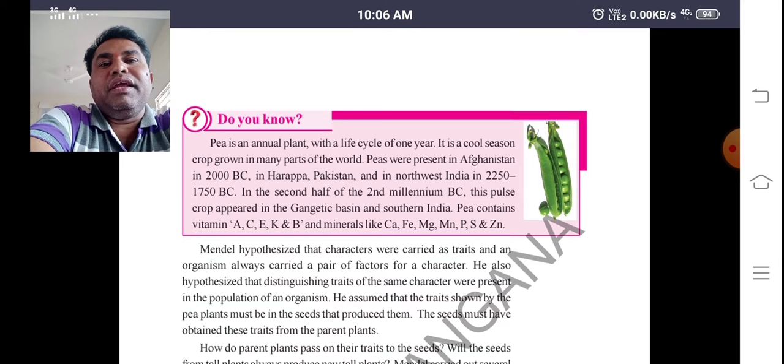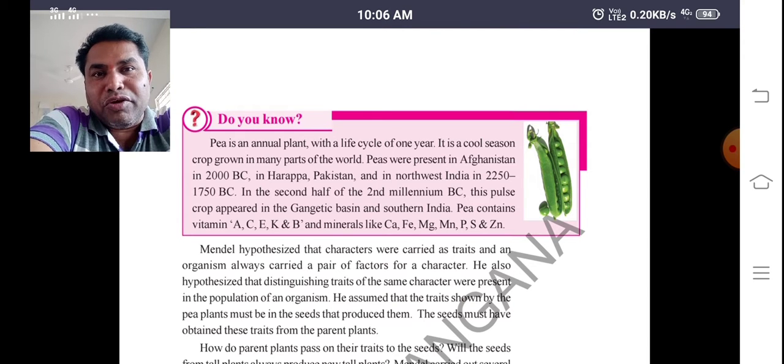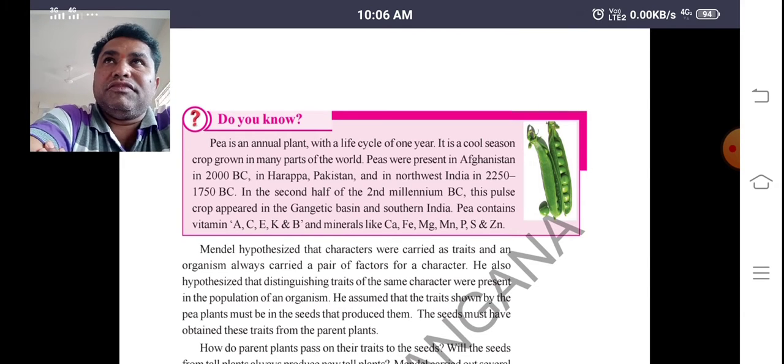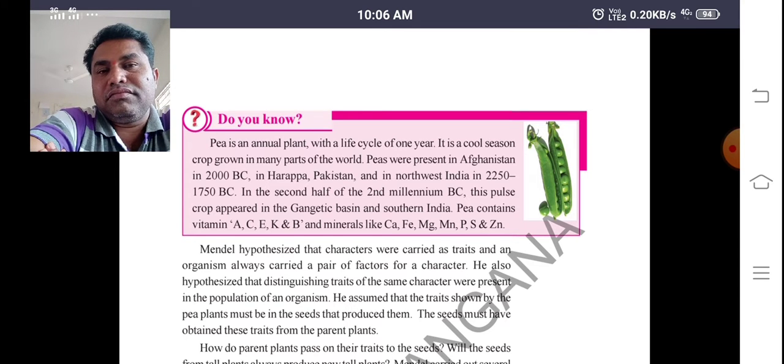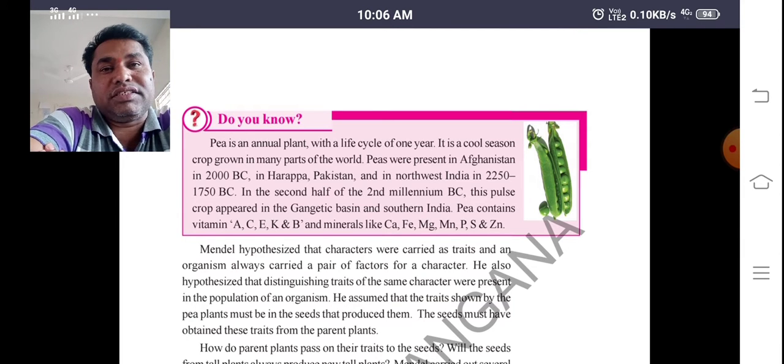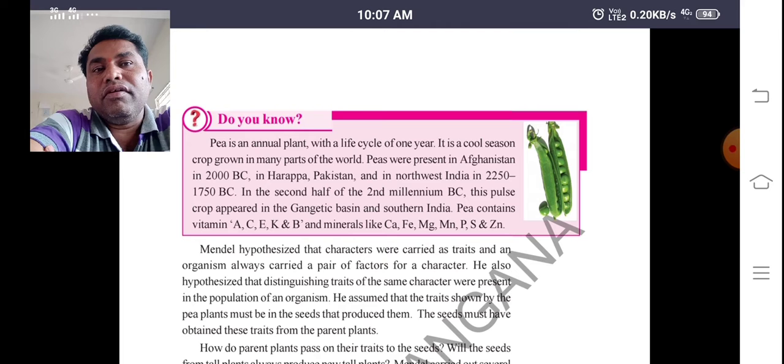Already I explained, the pea plant is an annual plant. Depending on the plant's lifespan, plants are classified into 3 groups: annual, biennial, perennial. Annual plants are the plants which spend their life in 1 year only. Plants which spend their life within 2 years are called biennial plants. Plants which spend their life more than 2 years are called perennial. But the pea plant's lifespan is 1 year only, so within 1 year the lifespan is completed, hence the pea plant is an annual plant.